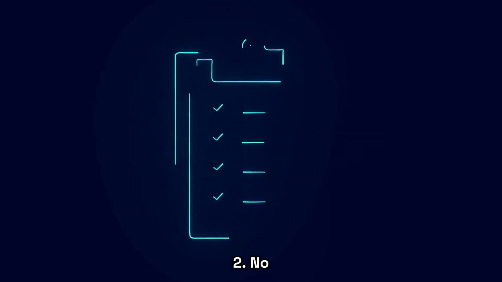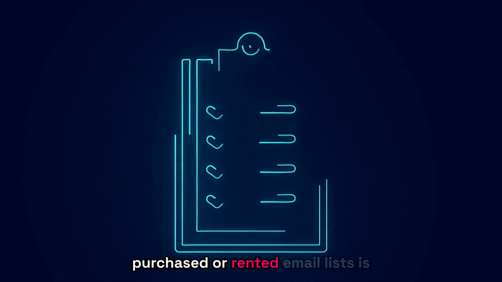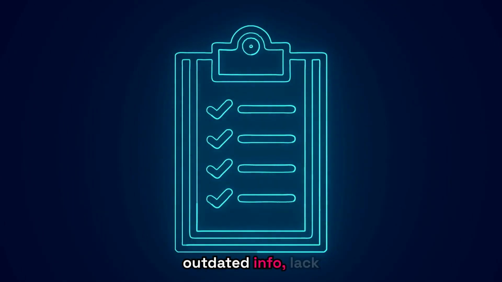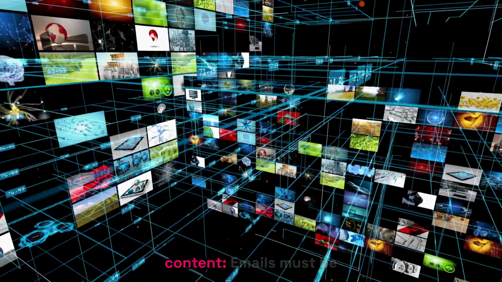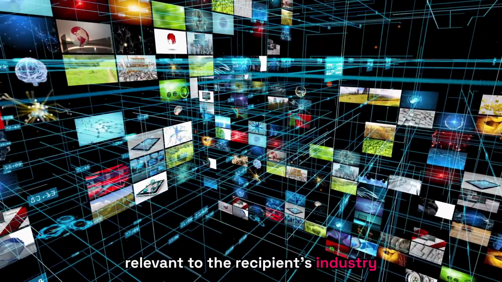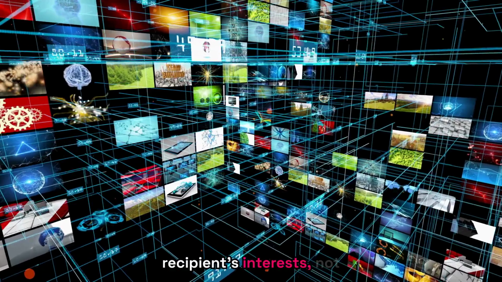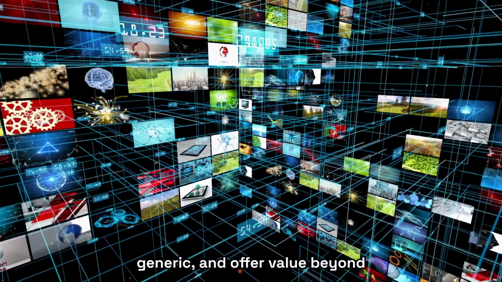2. No purchased lists. Using purchased or rented email lists is strictly prohibited. Purchased lists often have outdated info, lack consent, harm your reputation, and breach anti-spam laws. 3. Relevant content. Emails must be relevant to the recipient's industry or role. This means content should be tailored to the recipient's interests, not generic, and offer value beyond promotion.